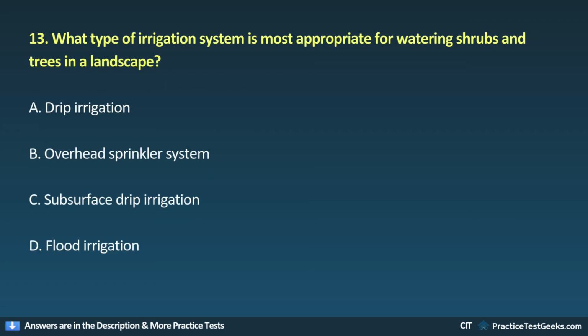13. What type of irrigation system is most appropriate for watering shrubs and trees in a landscape? A. Drip irrigation. B. Overhead sprinkler system. C. Subsurface drip irrigation. D. Flood irrigation.